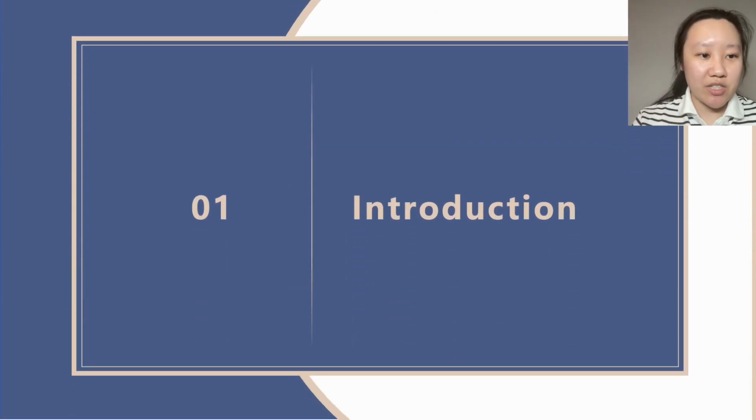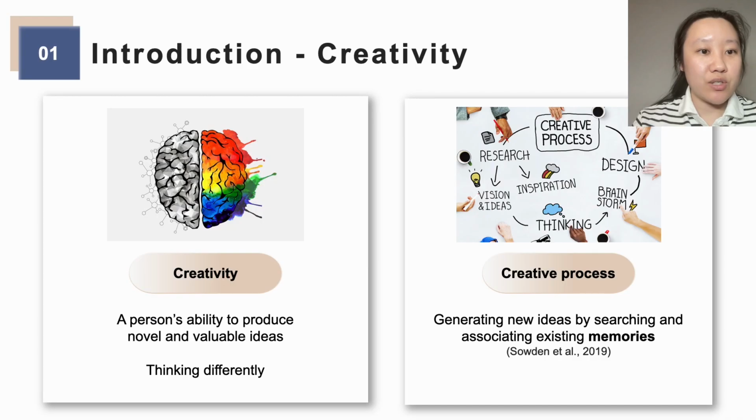Let's start with the introduction. I would start the introduction from a word called creativity. So what is creativity? Creativity is a person's ability to produce novel and valuable ideas. In other words, we consider creativity to be a human's ability to think differently. We now know what creativity is, but how do we achieve it? We normally achieve creativity through a process called creative processes. In a creative process, we generate new ideas by searching and associating existing memories.